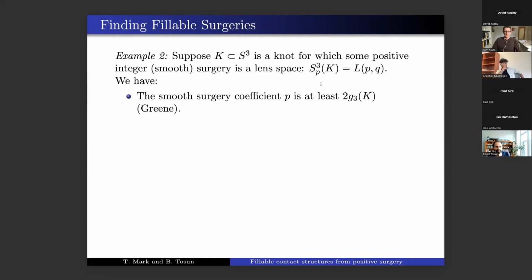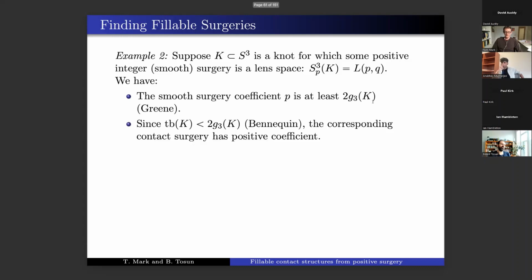Well, let's assemble some stuff from the literature. It's a theorem that if you have a p surgery which is a lens space, then your surgery coefficient has to be sufficiently large. In fact, the surgery coefficient has to be at least twice the genus, the 3-genus; that's the theorem of Josh Greene. And that means, since the Bennequin inequality says that Thurston-Bennequin is less than 2g minus 1, that if you do a contact surgery to get this, then the contact coefficient is positive, because you have to go above tb to get to the lens space.